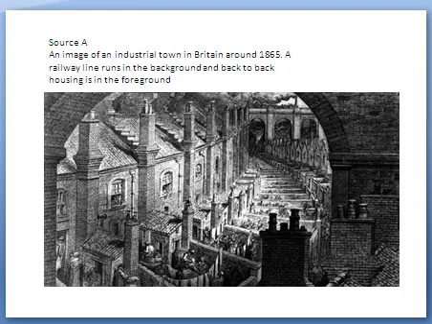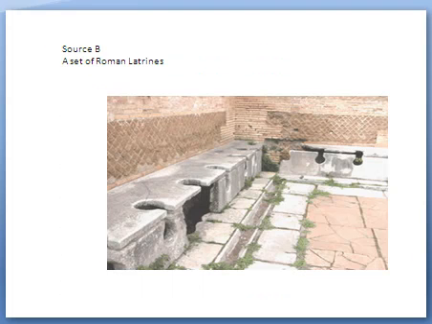Source B, we have some Roman latrines, so we have toilets. Therefore, we have evidence of flowing water. We know that these would be built specifically for the army so they could remain in good sanitary conditions.